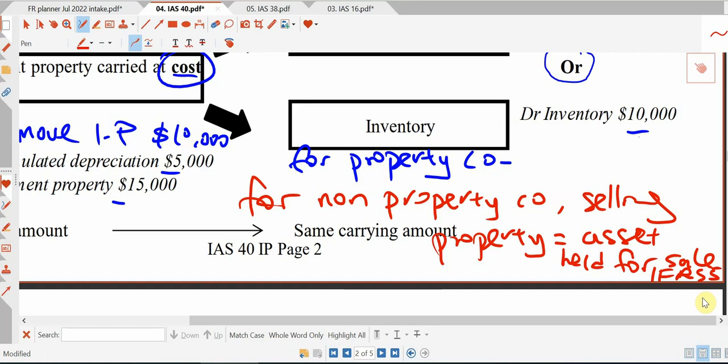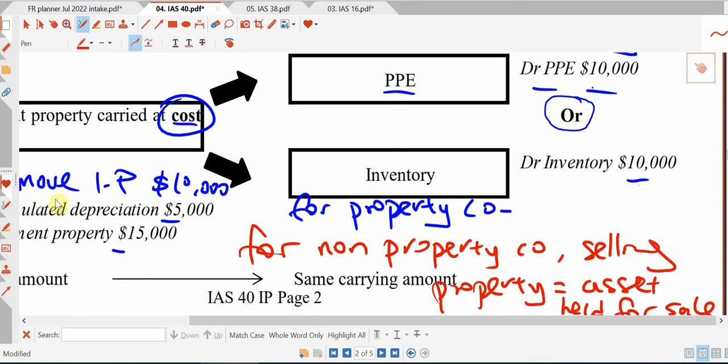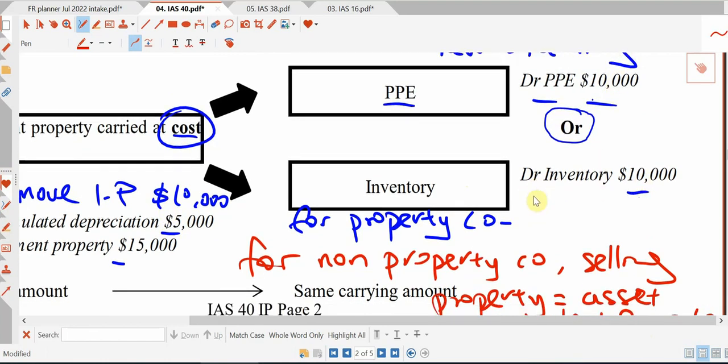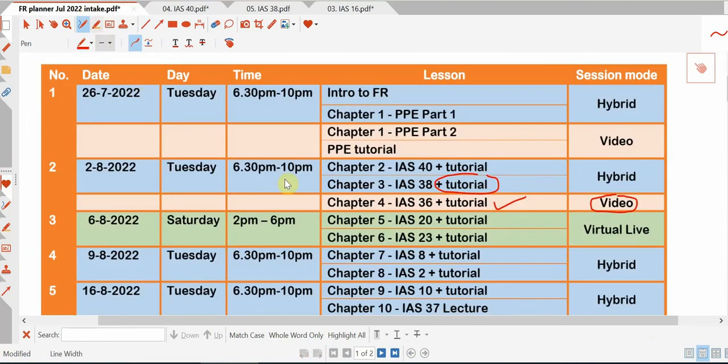Okay, let's summarize this before we move on. What happened here? The company wants to change the usage. Initially, they use the asset as investment property. Now they want to change it to PPE or to inventory. So we just do a reclassification now. The investment property book value, 10,000, remove that and debit to PPE or debit to inventory. But again, not everybody can classify property as inventory unless you're a property company. If you are not a property company, want to sell property, you can call this asset held for sale. IFRS 5, we will discuss this.